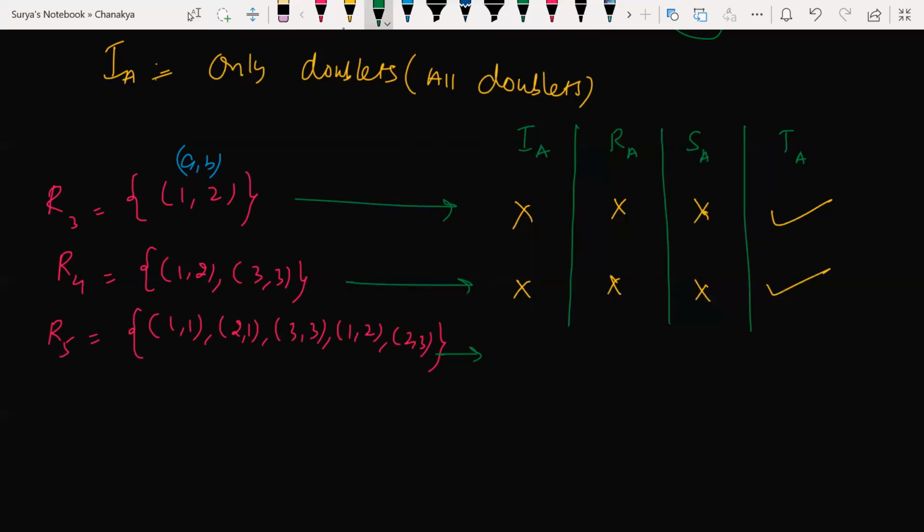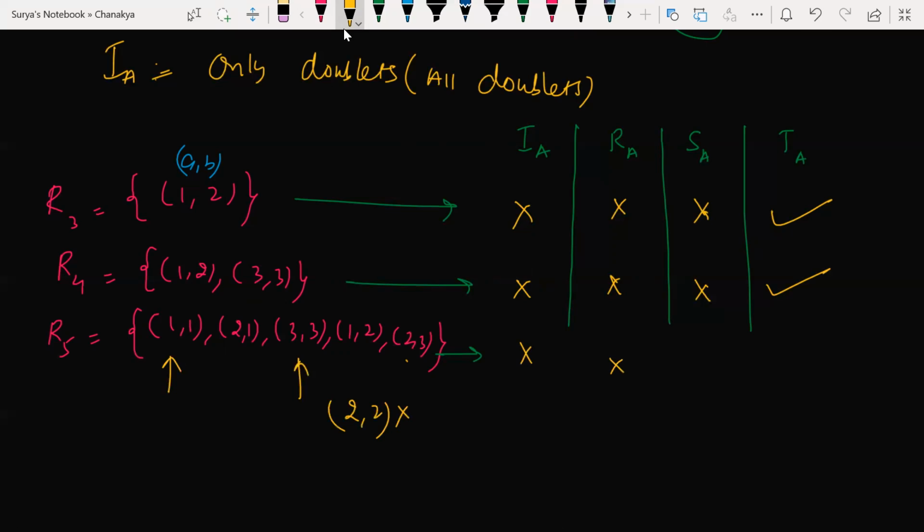No, sir. It is not an identity. Other than doublets, look at this 2, 2. Yes, better. Other than doublets, you have extra elements, so you can't say identity. Reflexive? No, sir. It is not reflexive. Why? Because all doublets are not available. 2, 2 should be there. Yes, 3, 3 is there, but 2, 2 is not there. So it is not reflexive.